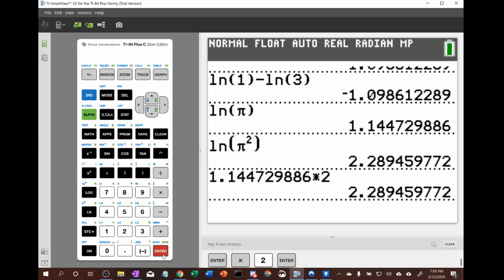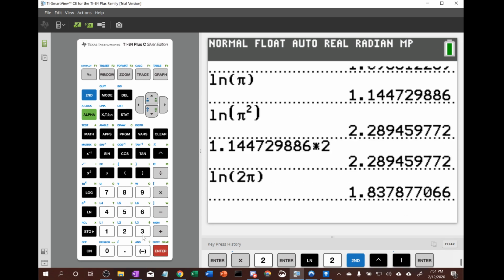Okay, that blew my mind. That right there. So the ln of pi squared is the same thing as taking the ln of pi and multiplying it by 2. Wait a minute, are you telling me that if I hit ln and then I put 2 pi, it's going to be the same thing as ln of pi squared? No, that's not possible. Now, wait a minute.